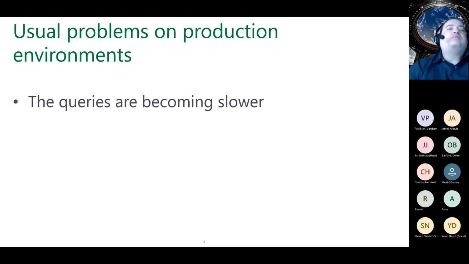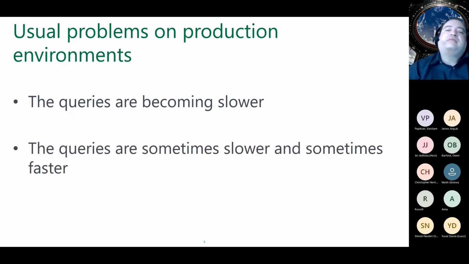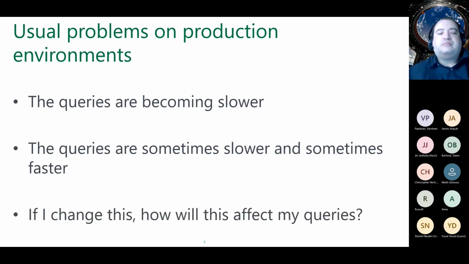So, usual problems that we have in production or we had before Query Store. Like the user coming to us and saying, the queries are becoming slower and we don't know why. Why are the queries becoming slower? The queries are sometimes slower and sometimes faster, and we can't identify exactly when this happens. If the user changes one configuration, how would this affect the queries in the server? These are usual problems, and these problems were very difficult to solve. These were questions very difficult to answer before Query Store.